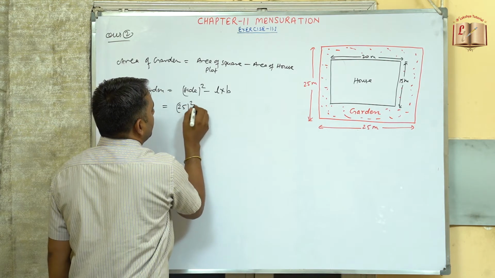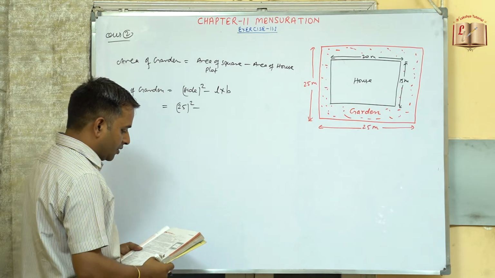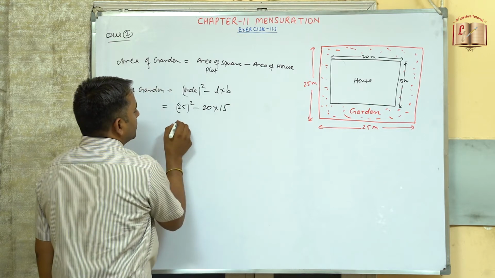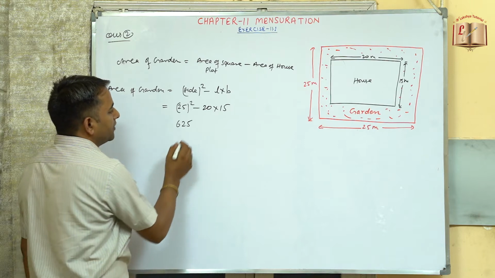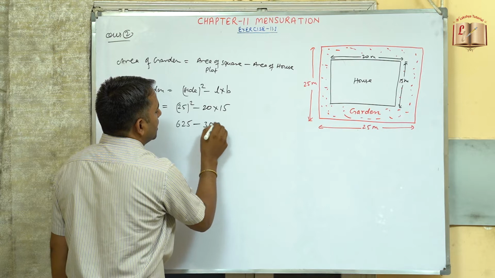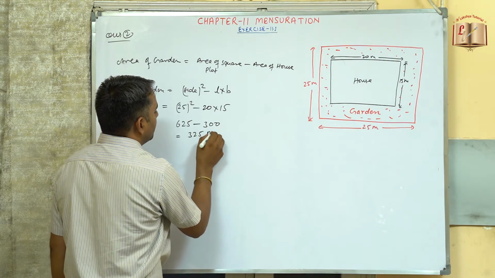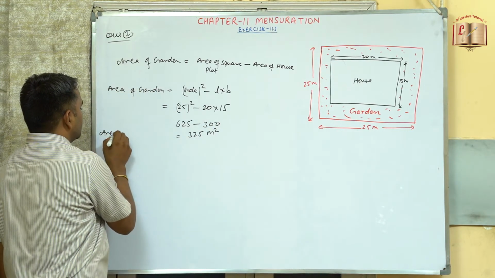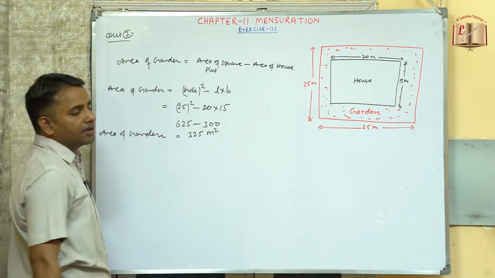So this is 25 whole square minus length into width. This is already given to us. This is 20 and 15. So 20 into 15. So this is now 625. 25 into 25, 625 minus 20 into this 15. So this is 300. So if we subtract, this will be now 325 meter square. So this is now area of the garden. So we got area of garden. This is equal to 325 meter square.